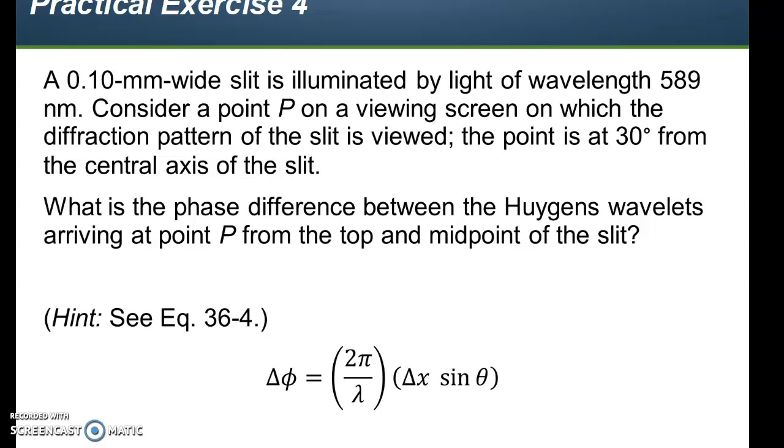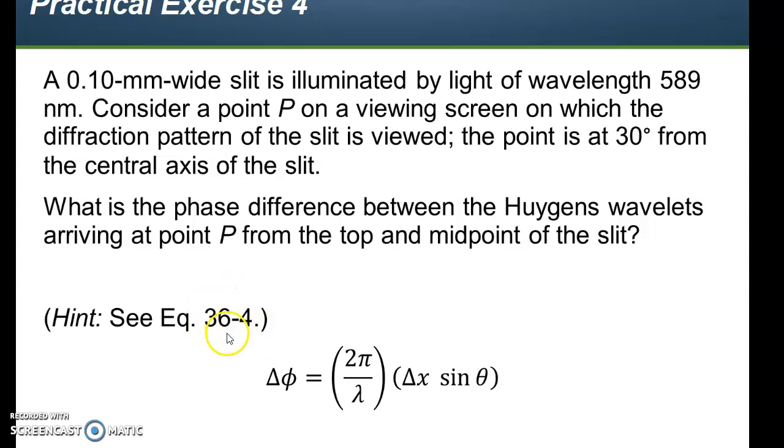We're going to go on to practical exercise number 4. This is problem number 11 in your textbook. And here you've got a 0.1 millimeter wide slit. Wavelength is 589 nanometers. There's a point P at a viewing screen on which the diffraction pattern of the slit is viewed. The point is at 30 degrees. This is your theta from the central axis. What is the phase difference, that's your delta phi, between the Huygens wavelets arriving at point P from the top and the midpoint of the slit?